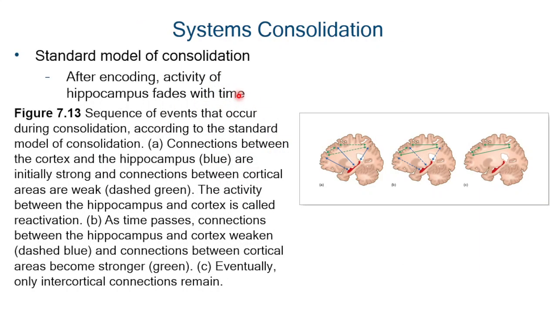Okay. Now, looking at it at the systems level of consolidation, ayan. So, after encoding, activity of the hippocampus fades with time. So, that is the standard model of consolidation. Looking at consolidation at the part of the brain, with this sequence nakikita natin sa A, there is a connection between the cortex and the hippocampus. So the blue parts are the ones that give us the idea where the connections between the cortex and the hippocampus are. We all know that the cortex is here. Okay.